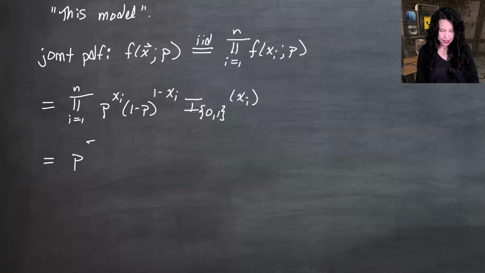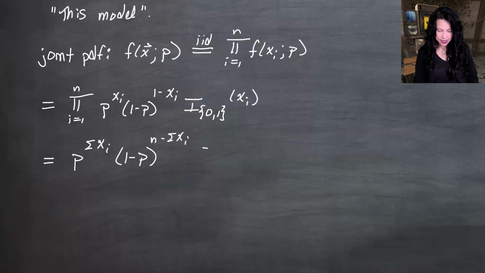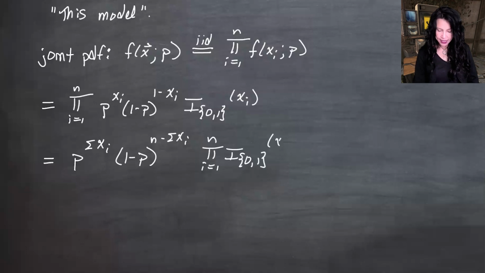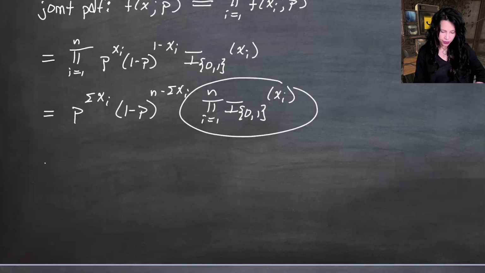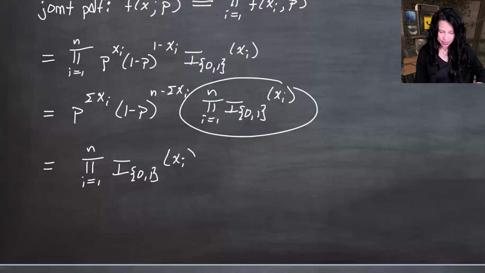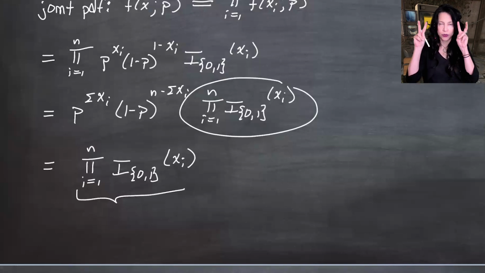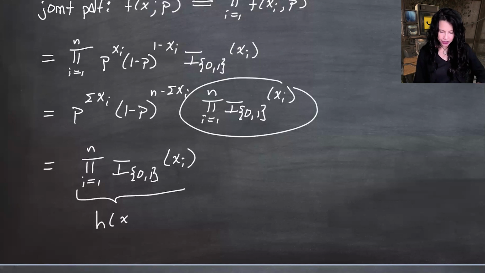If I multiply this out, I get p to the sum of the x's, 1 minus p to the n minus the sum of the x's, and then I get a product as i goes from 1 to n of these indicators that say that each xi comes out of this discrete set containing only two values, 0 and 1. So now we want to try to factor this into pure x stuff only, without the parameter. And there's only one pure x piece I see here, and that's right here. So I'm not going to rewrite this after this one time. But here is the part that does not depend on the parameter p. This is the quote unquote pure x stuff. And this is how I'm going to define h of x.